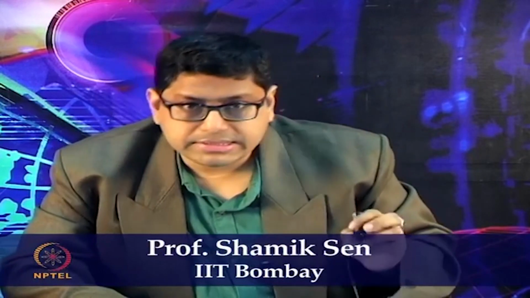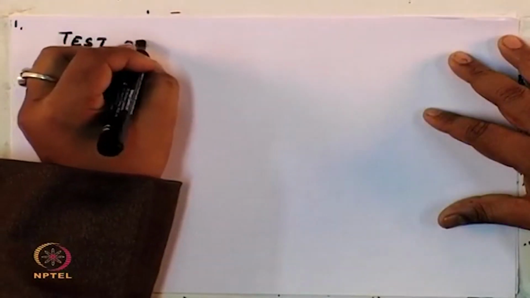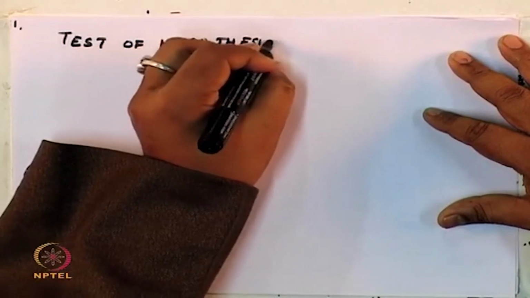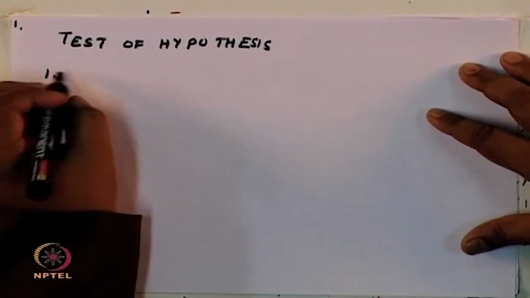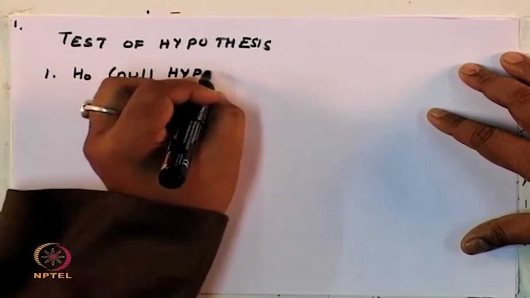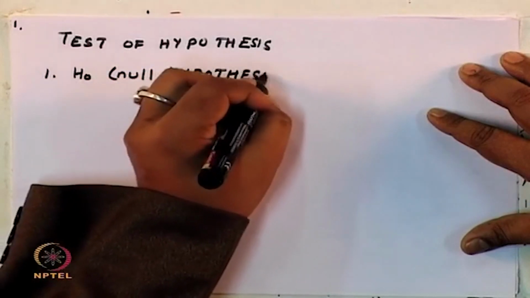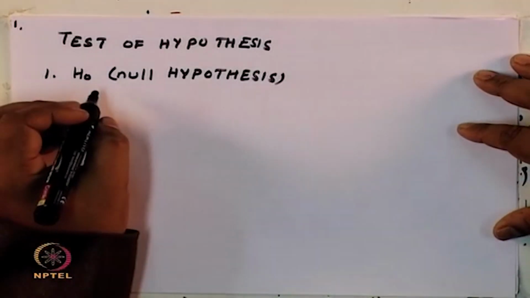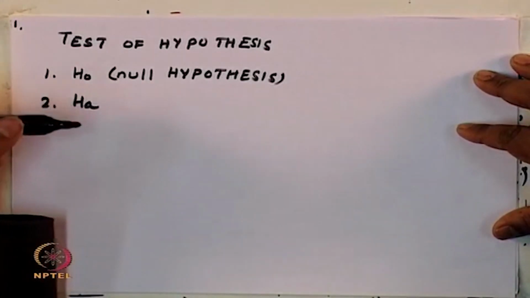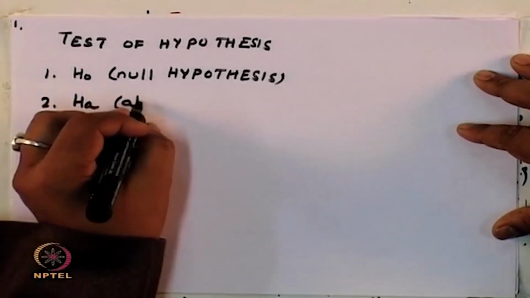In testing of hypothesis, as we had concluded in the last class, there are 5 components of a test of hypothesis. One is your H naught, or null hypothesis, which assumes the null hypothesis is true. You have the alternate hypothesis, which contradicts H naught. This is called the alternate hypothesis.